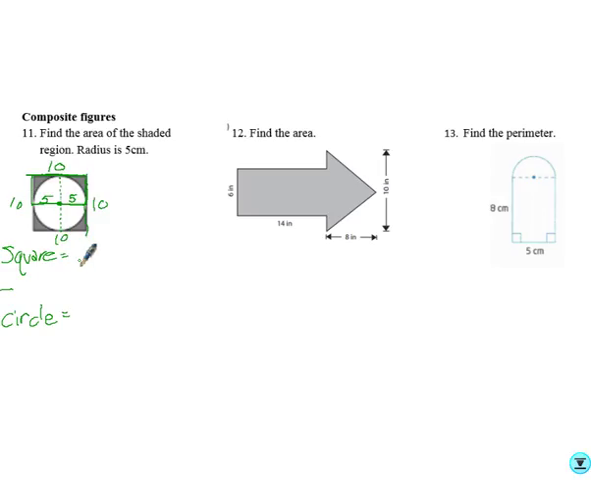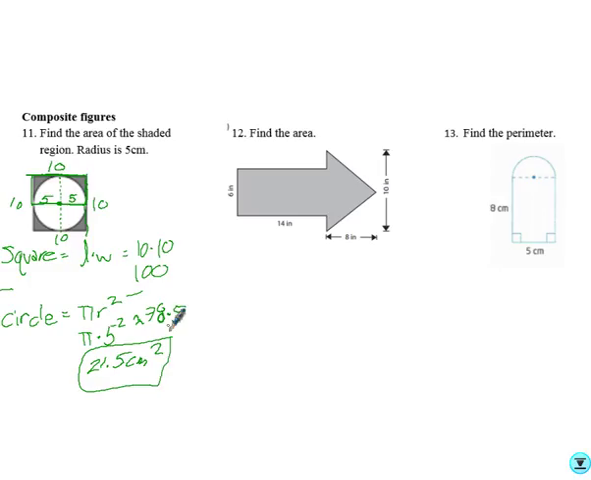So area of a square is just length times width. So that would be 10 times 10. So the area of the square is 100. And then area of a circle is pi r squared. So we'll do pi times 5 squared, which simplifies to about 78.5 when I multiply all that together. And so we subtract 100 minus 78.5, and that gives us about 21.5 centimeters squared, because we're talking about area.